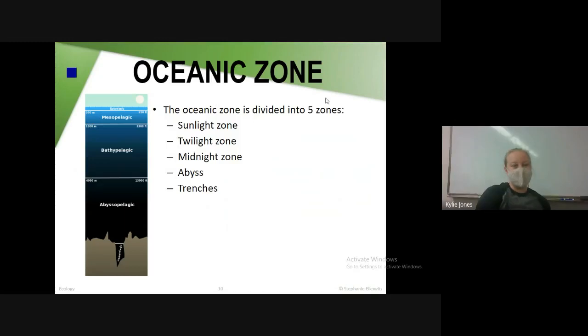Now, this part, the oceanic zone, is split into five different zones: the sunlight zone, the twilight zone, midnight zone, the abyss, and the trenches.